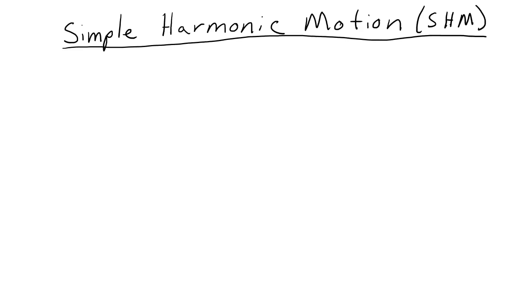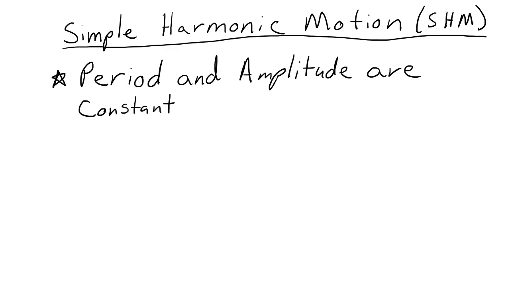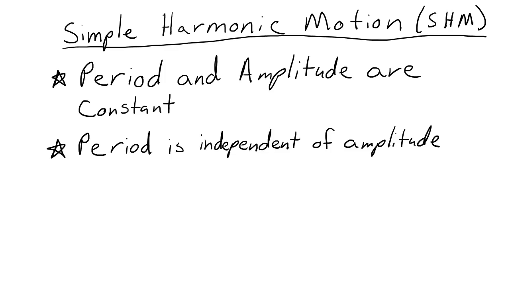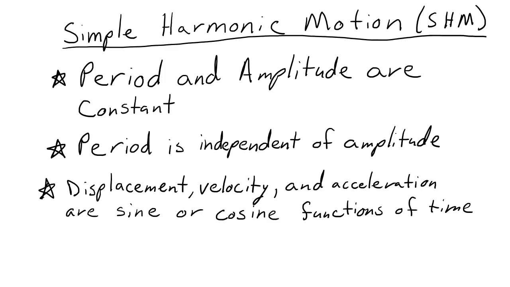This video is going to be about simple harmonic motion. Simple harmonic motion is a very special case of oscillation where three things must be true. The period and the amplitude must be constant, the period is independent of the amplitude, and the displacement, velocity, and acceleration are going to be sine or cosine functions of time. Unless all three things listed here are true, it's not simple harmonic motion.